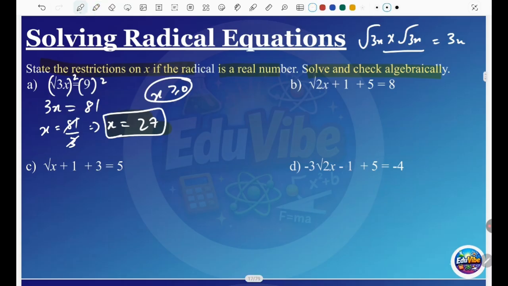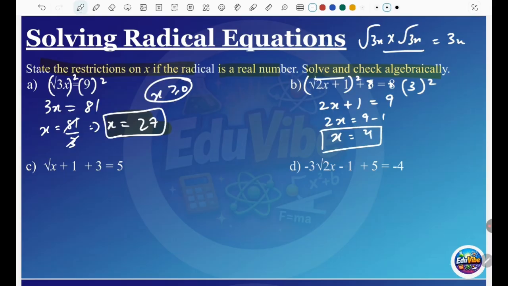Next one, we have root of 2x plus 1, plus 5 is equal to 8. Plus 5 goes over there with a minus. You will get 3. So square on both sides. You will get 2x plus 1 is equal to 3 times 3, which is 9. So 2x is equal to 9 minus 1. The x you get is 8 by 2, which is 4.